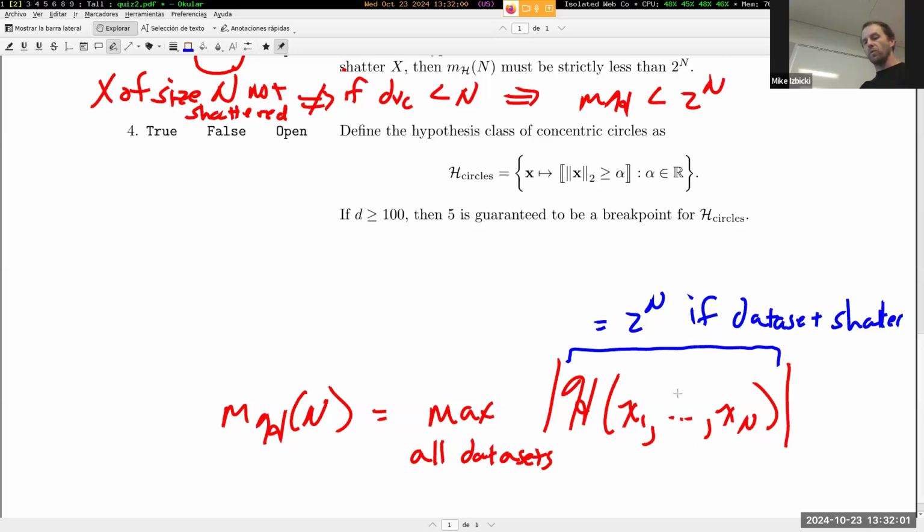But many of these will be smaller. But we only care about the largest one of those. So we only need one data set to have the 2 to the n size for this max to be equal to 2 to the n. And for the max to be less than 2 to the n, it's not sufficient to show one data set is not shattered. You have to show that all data sets are not shattered to show that the max is not 2 to the n.